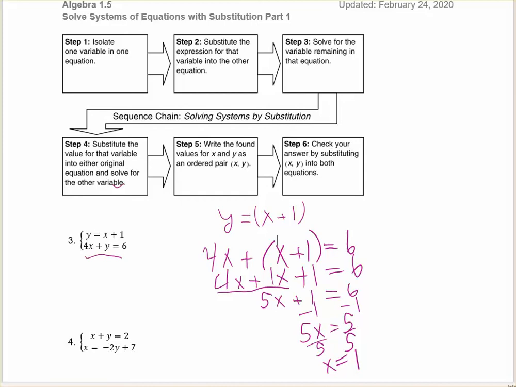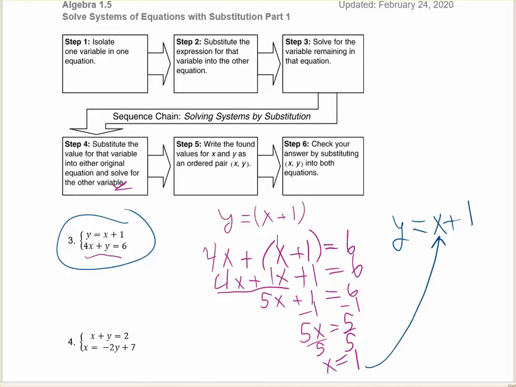Now I have to do step 4. Substitute the value for that variable, x equals 1, into one of your original equations. So we go back to our original equations. Here they are. Pick the one that looks easier. Oh, the top one looks easier to me. And plug x into that equation where you see an x. So now y is equal to x equals 1 plus 1, and we get our value of y.